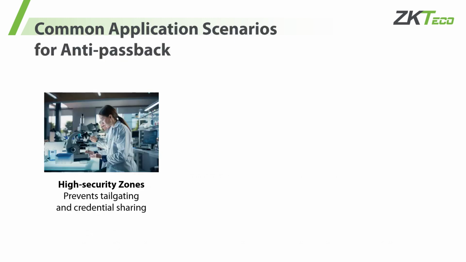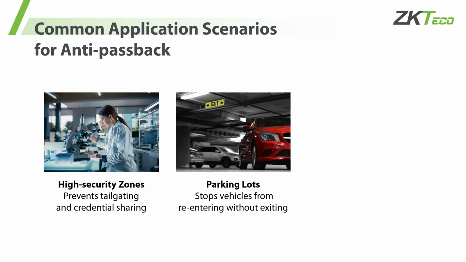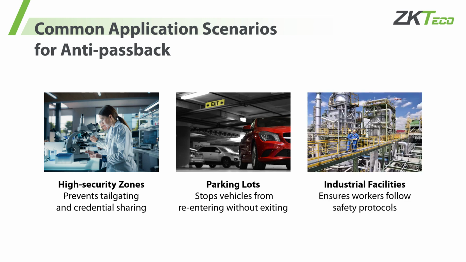Common application places for anti-passback include high security areas, places with extremely high security requirements, such as bank vaults, laboratories, data centers, classified units, military bases, etc. Prevent tailgating entry and credential sharing behavior from occurring. Parking lots: prevent vehicles from entering again without driving out. Industrial facilities premises: ensure workers follow safety procedures.